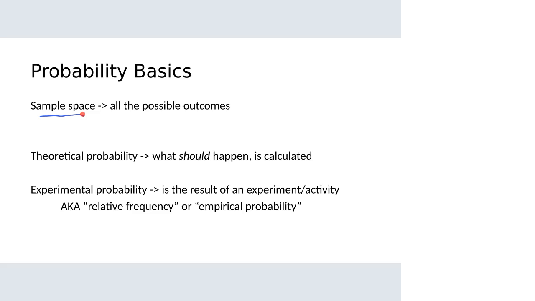A real basic example would be if we had a single six-sided die. On a single six-sided die, our sample space would be 1, 2, 3, 4, 5, and 6. That's it. That's everything that could happen if you rolled a single six-sided die. That's our sample space. That's all the possible outcomes.